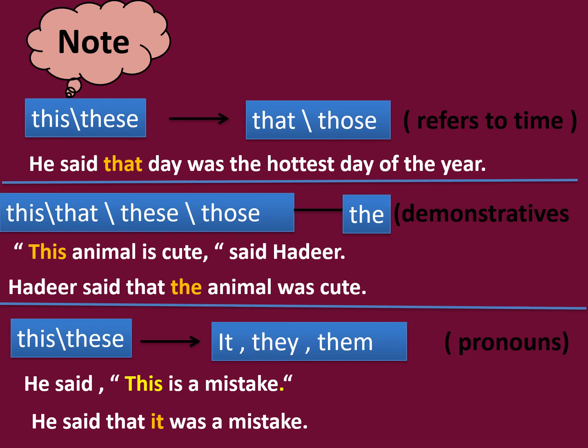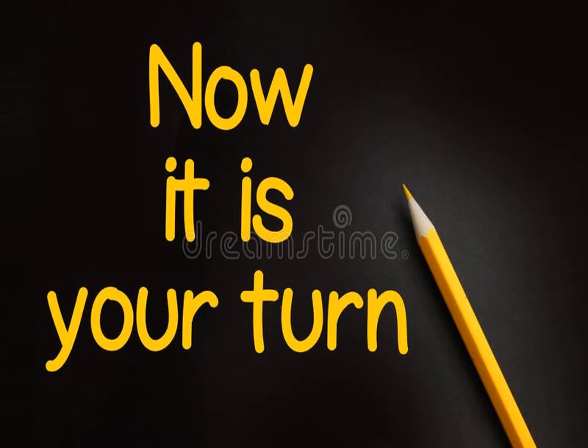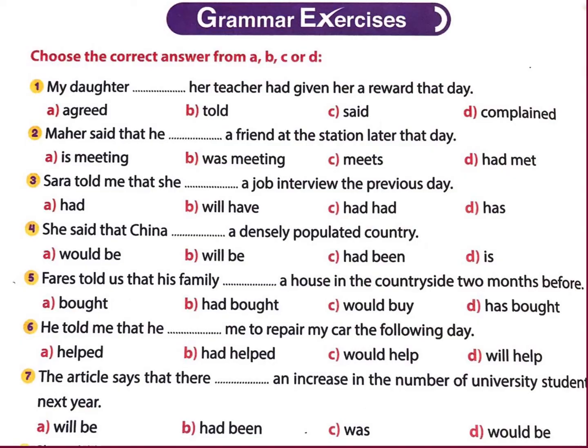Understood? Okay, let's check understanding together. It's your turn to answer the questions. Ready for questions? Choose the correct answer from A, B, C, or D. Number one, my daughter (blank) her teacher had given her a reward that day. My daughter agreed, my daughter told, my daughter said, or my daughter complained. My daughter, very good, said.